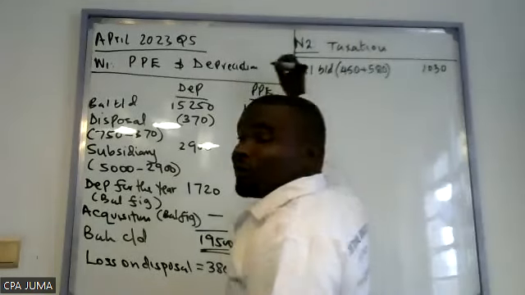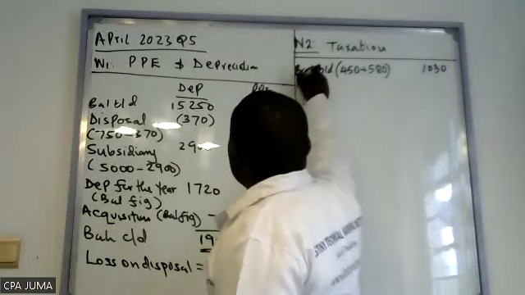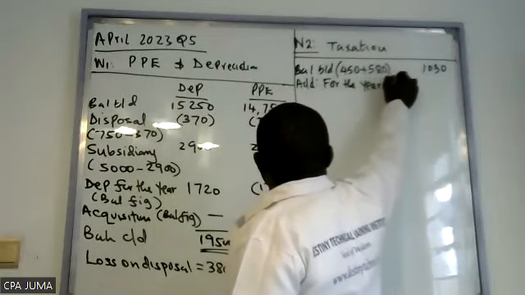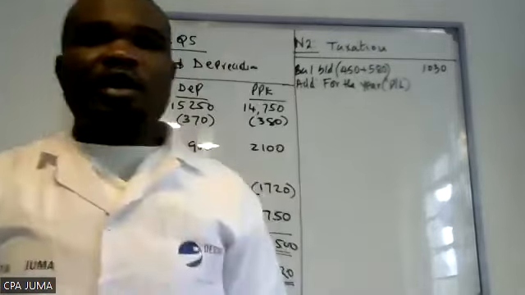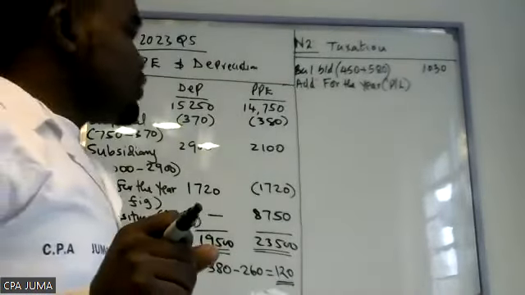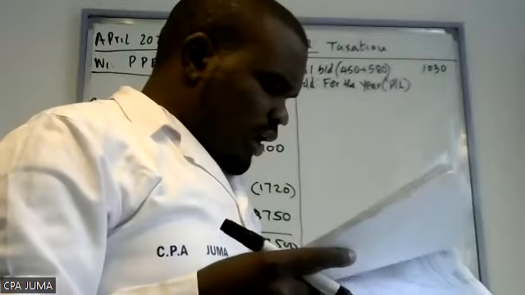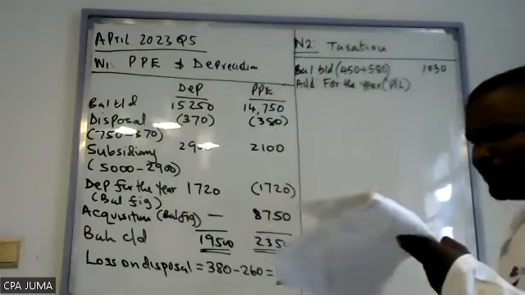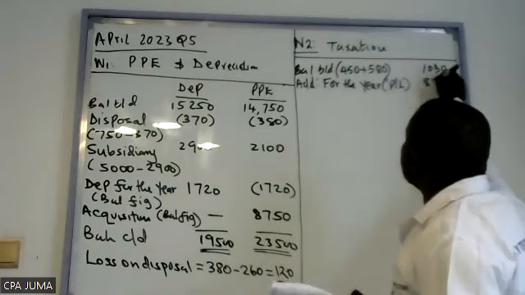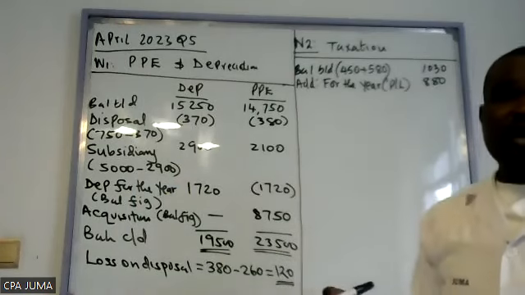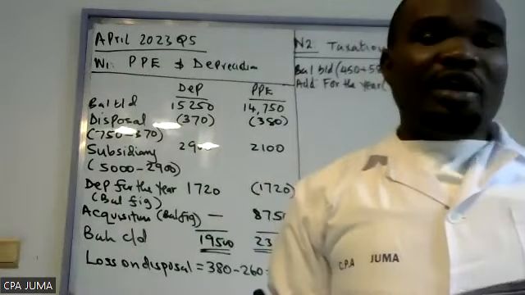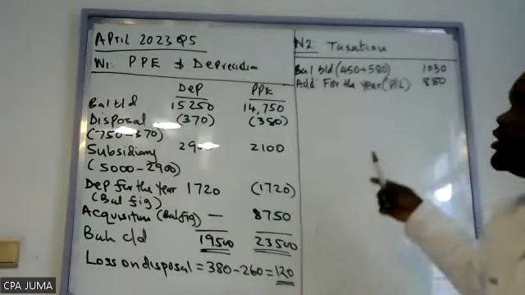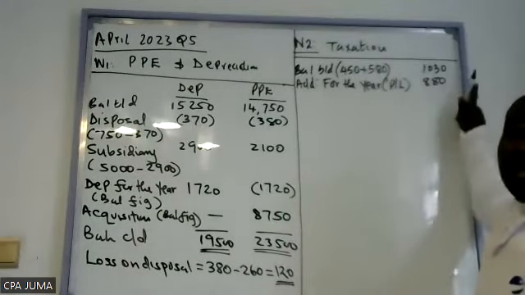Then for the year, this is the one people normally forget. You add for the year. Check the profit and loss account. In the profit and loss account, I'm able to see income tax expense of 880. Please check to confirm. Income tax of 880. So you add. Some students normally think that that one has been paid. We normally work on accruals. You charge whether paid or not. So liability at the beginning was 1030, for the year 880.